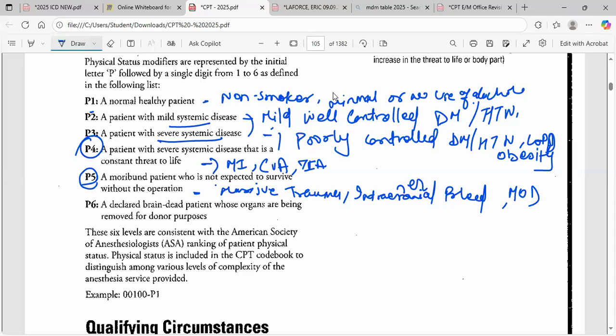Next, we have a declared brain dead patient where we have to give the anesthesia so that we can remove the organs from the patient's body.